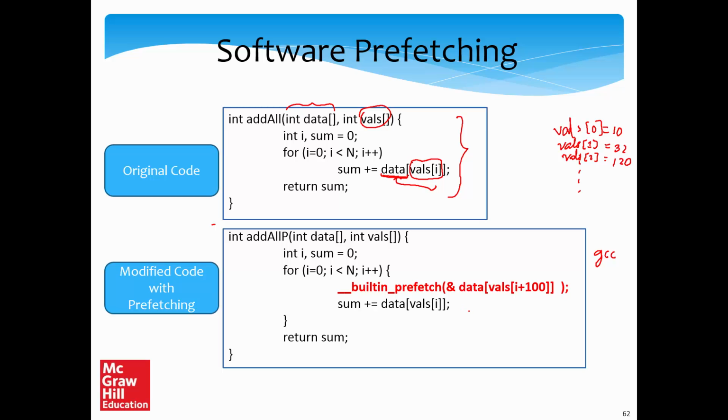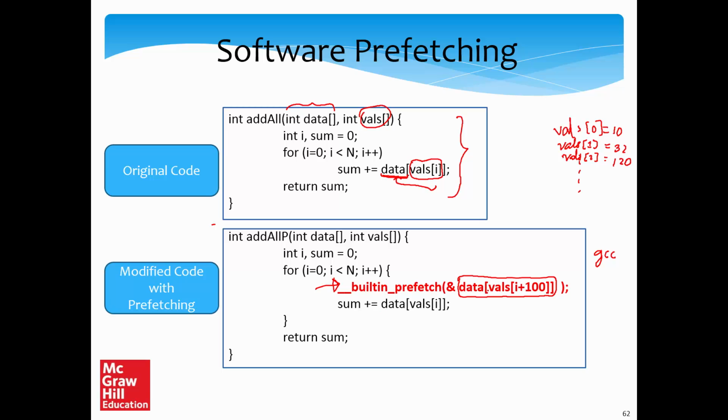So what we can do is that we can prefetch some address which will be accessed in the future. For example, we can prefetch this address over here, which is vals[i+100]. So assume that in a current iteration, we are at vals[i]. So after 100 more iterations, we'll be accessing the data array entry at vals[i+100]. So we can prefetch that entry in the current iteration by calling the function __builtin_prefetch.